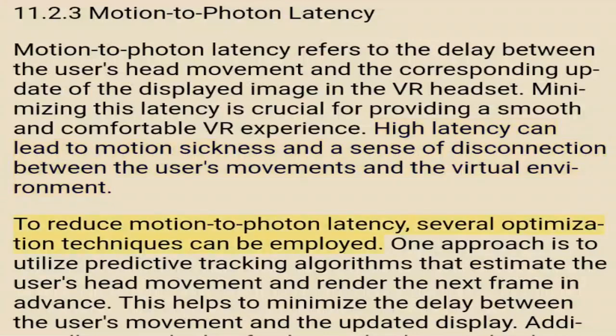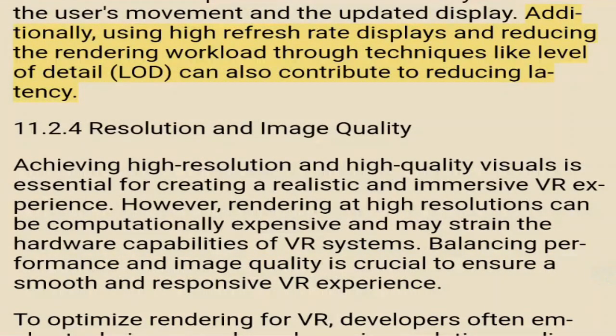To reduce motion to photon latency, several optimization techniques can be employed. One approach is to utilize predictive tracking algorithms that estimate the user's head movement and render the next frame in advance. This helps to minimize the delay between the user's movement and the updated display. Additionally, using high refresh rate displays and reducing the rendering workload through techniques like level of detail (LOD) can also contribute to reducing latency.